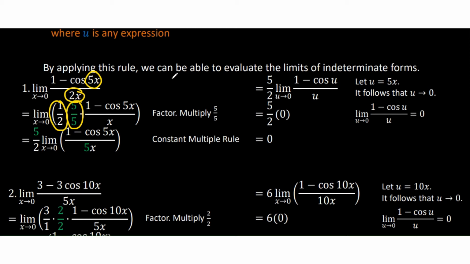So, we need to factor out 2x and bring out 2. Okay? Now, you need to share 5 here so that you have this form, 1 minus cosine 5x over 5x. And you separated the constant 5 over 2. Now substitute, we let u be 5x. So this is simply 0. So 5 over 2 times 0 is 0.